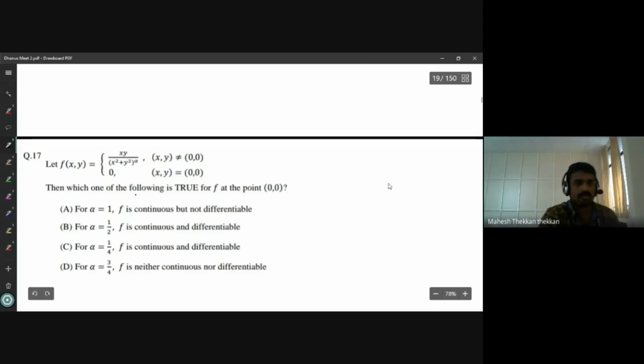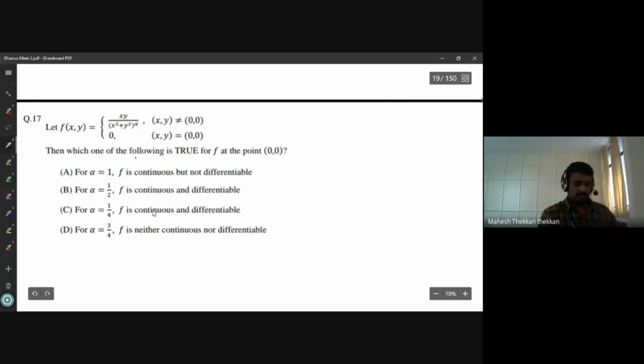Yeah, we will start. Look at this question first. This is a 2018 question. Look at the question once. So you have a function f(x,y) given as xy by (x square plus y square) power alpha, where (x,y) is not equal to 0, 0, and for (x,y) equal to 0, 0, the value is 0. The question is which of the following is true for f at 0, 0. You want to look at which of the following things are true for the function f at the point 0, 0. So we will look at each of the options separately.